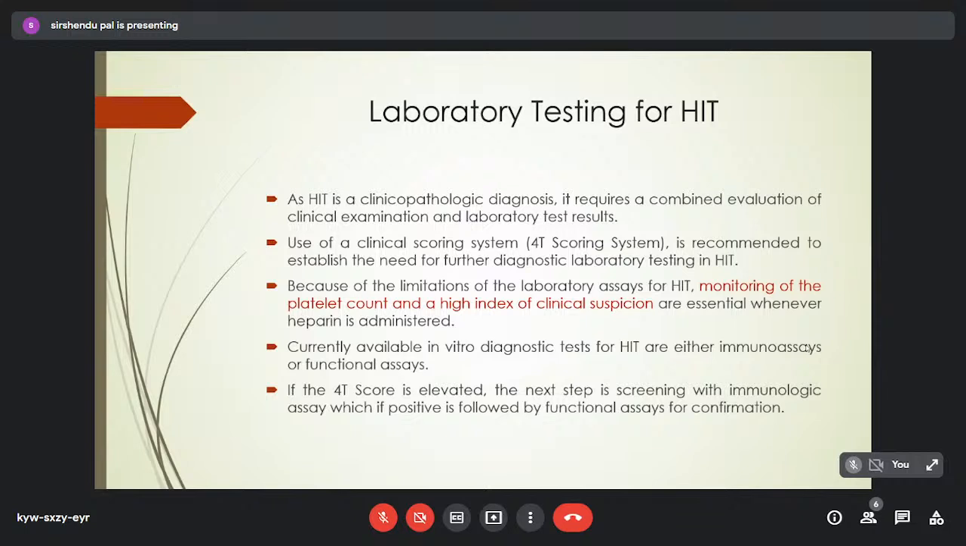If the 4T score is elevated, the next step is screening with the immunological assay. These immunological assays also have a high negative predictive value. So when it is positive, it should be followed by functional assays for confirmation. But if the immunological assays are negative, then this is not followed by functional assays and we can rule out the diagnosis of HIT.